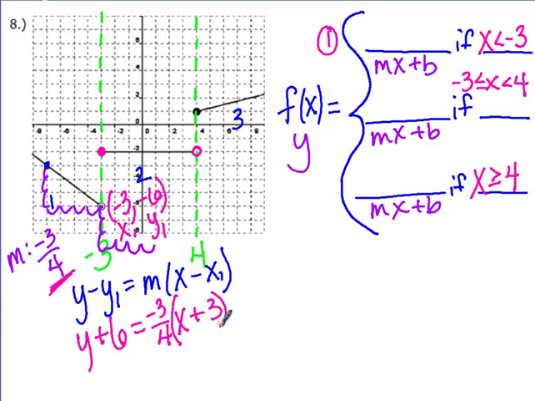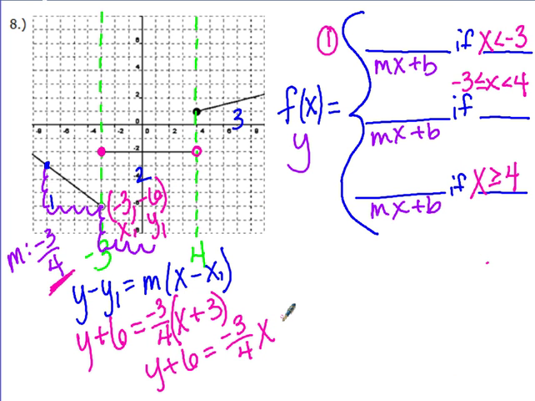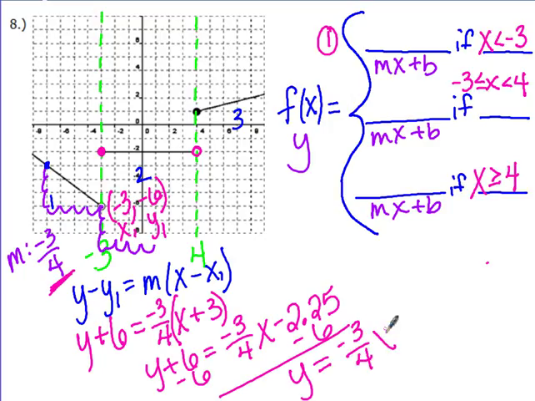Alright, this one needs a little bit more work, so we're going to distribute. So I've got y plus 6 equals negative 3 over 4x, negative 3 over 4 times 3. So negative 3 over 4 times 3 is negative 2.25. Let's use that decimal. Have to get rid of that positive 6, so let's subtract 6. So we get y equals negative 3 over 4x minus 8.25. So that's what I'm writing on that first line.